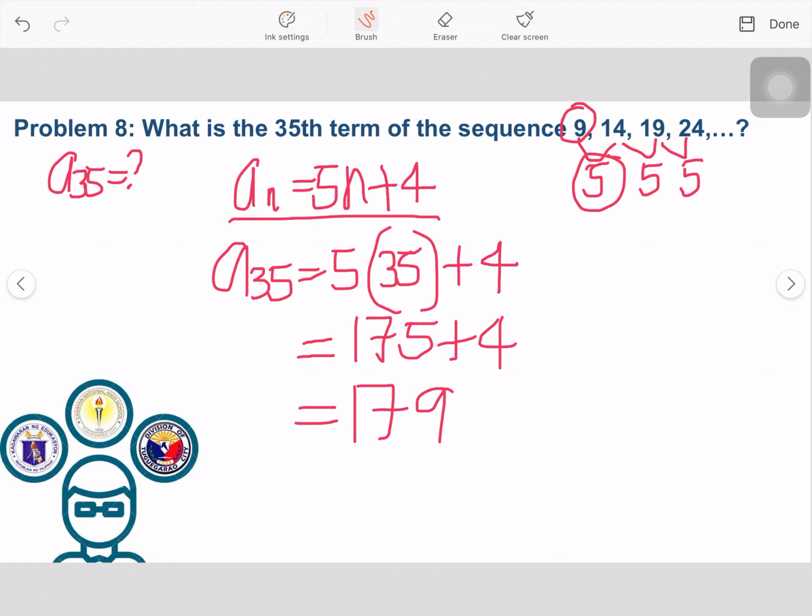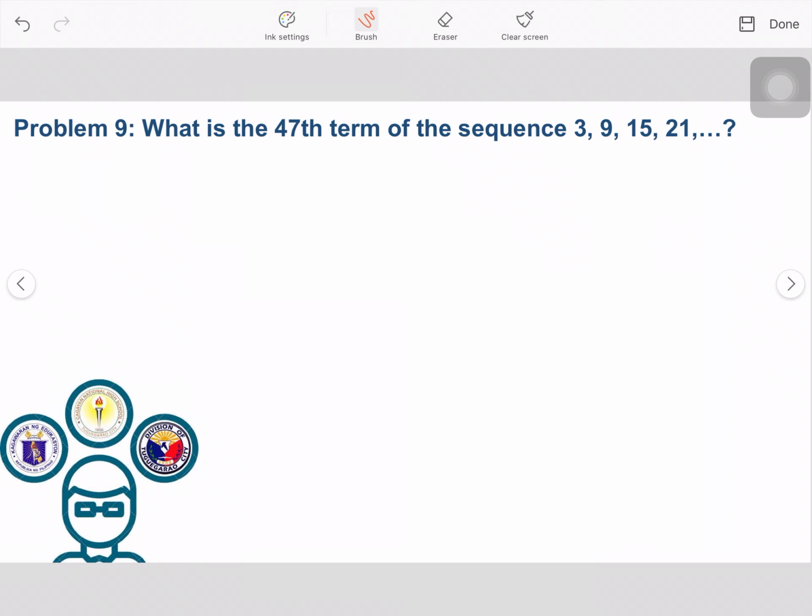Let's try problem number 9. What is the 47th term of the sequence 3, 9, 15, 21, and so on? So again, we're looking for a sub 47. Okay? So before we can get the 47th term of this sequence, let's try first to look into its explicit form. So a sub n is equal to, let's get the common difference.